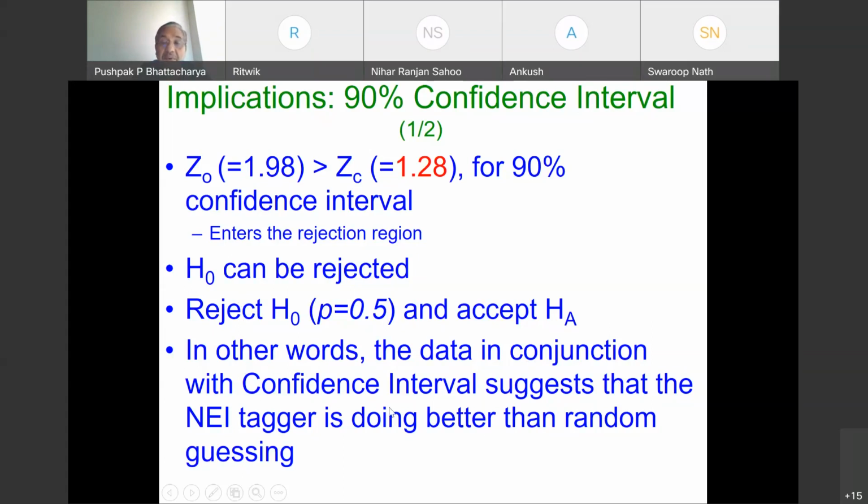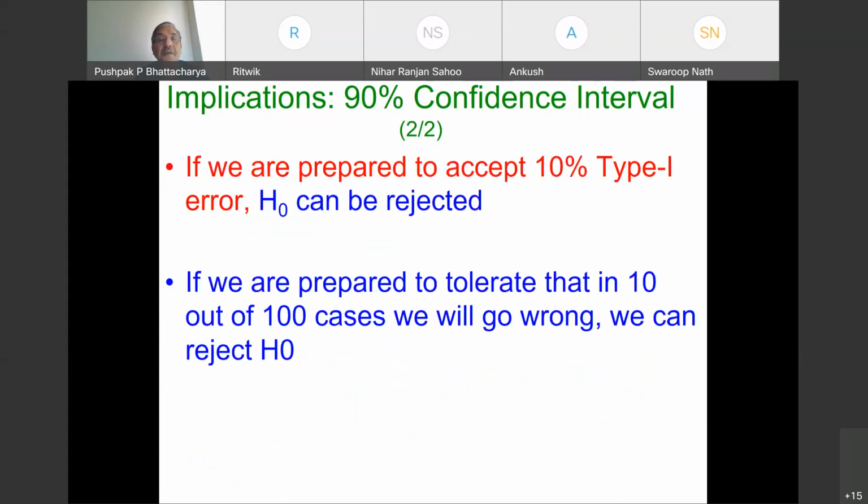In other words, the data in conjunction with the confidence interval suggests that the NEI tagger is doing better than random guessing, and my probability of wrong rejection will be 10% only. If you are prepared to accept 10% type 1 error, then H0 can be rejected. If you are prepared to tolerate that in 10 out of 100 cases will go wrong, then we can reject H0. That means we can say that the named entity tagger is doing better than random guessing.